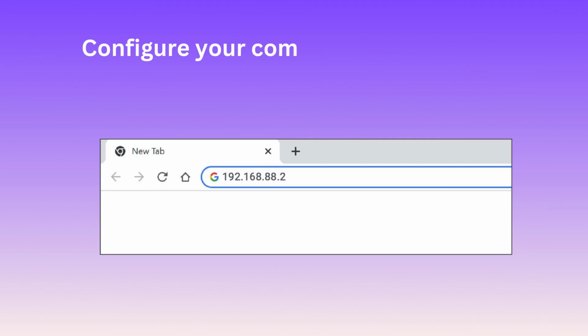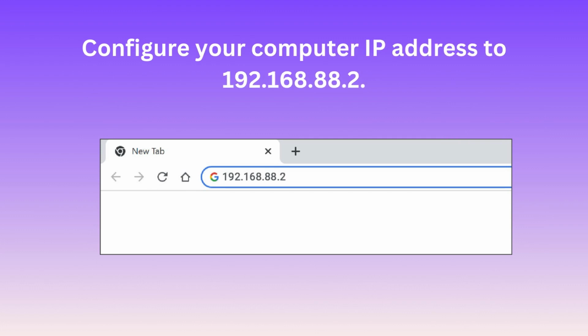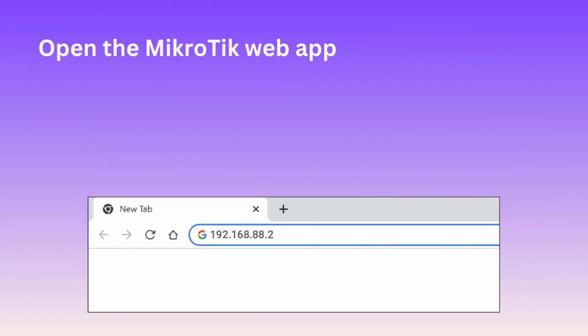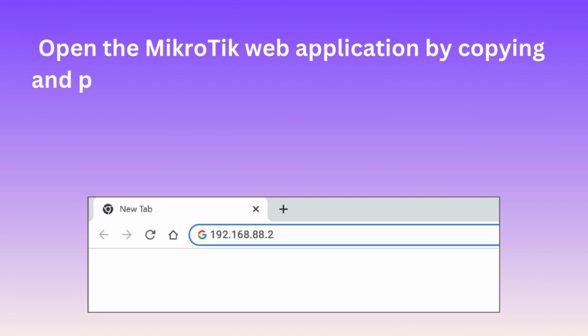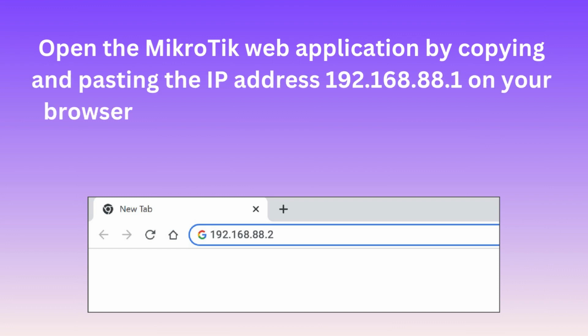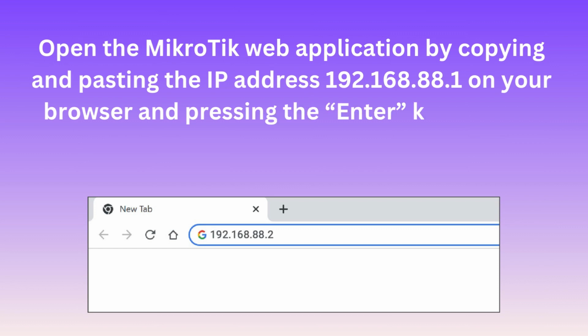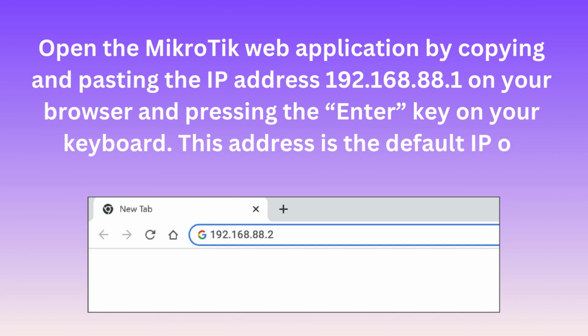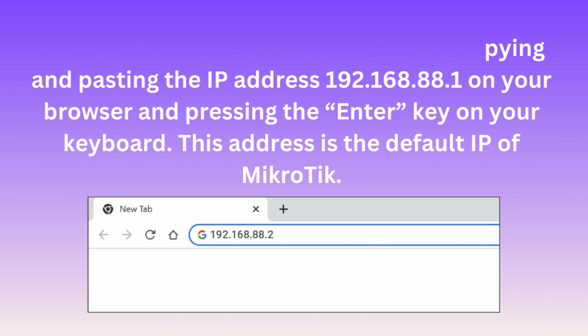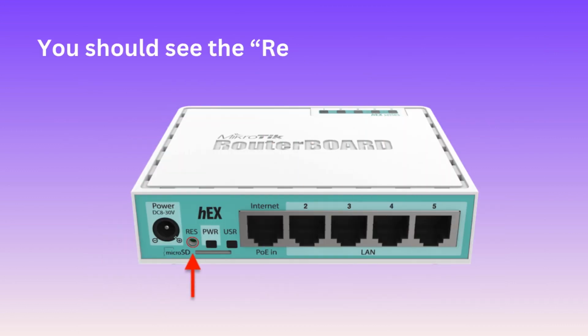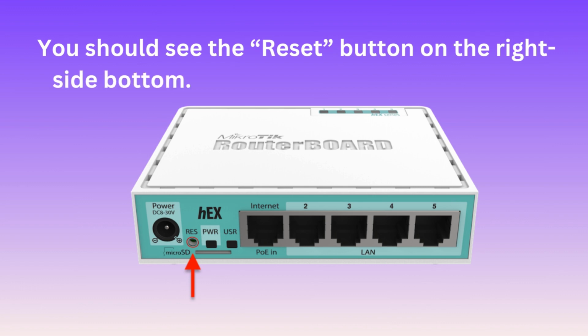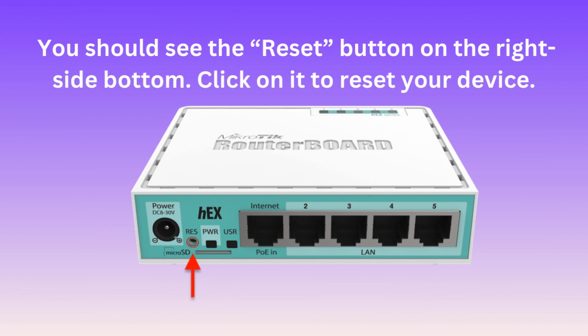Configure your computer IP address to 192.168.88.2. Open the Mikrotik web application by copying and pasting the IP address 192.168.88.1 on your browser and pressing the Enter key on your keyboard. This address is the default IP of Mikrotik. You should see the reset button on the right side bottom. Click on it to reset your device.